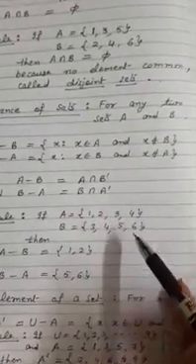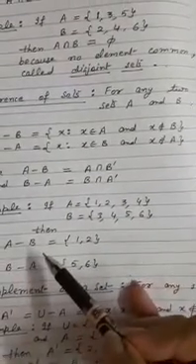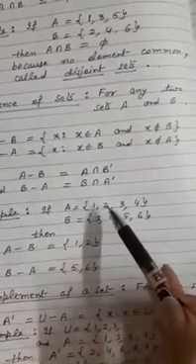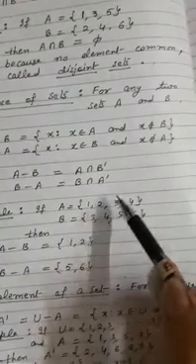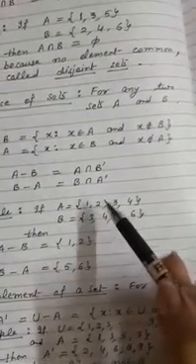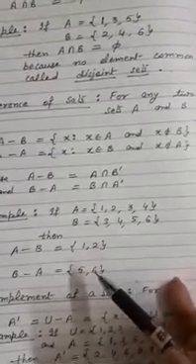Let's learn from some examples. A and B are two sets. If we want to find A minus B, it means we have to remove from A the common elements of A and B. Here 3 and 4 are common. That's why we have to remove them from A. That will become 1 and 2, called A minus B, and similarly B minus A.